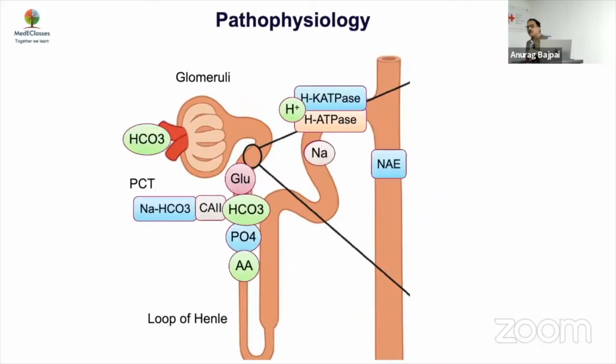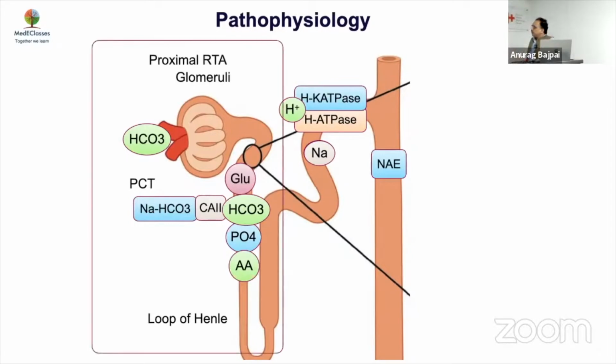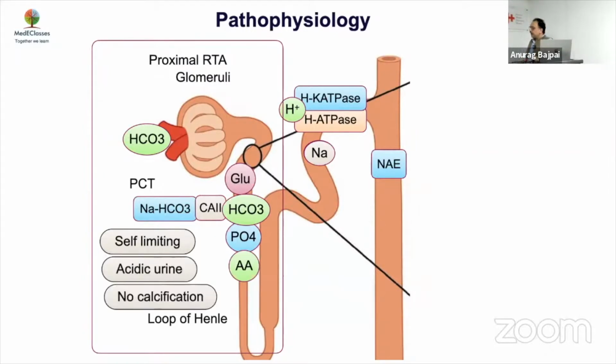So what can be the causes of abnormalities in the tubular dysfunction? You can have a problem in the proximal region. As discussed, this will be associated with bicarbonaturia, phosphaturia, amino aciduria. This is a self-limiting condition. In proximal RTA, as soon as your bicarbonate becomes less than 15, you won't filter anymore, and of course this will be a self-limiting condition. There will be acidic urine and there will be no calcification.